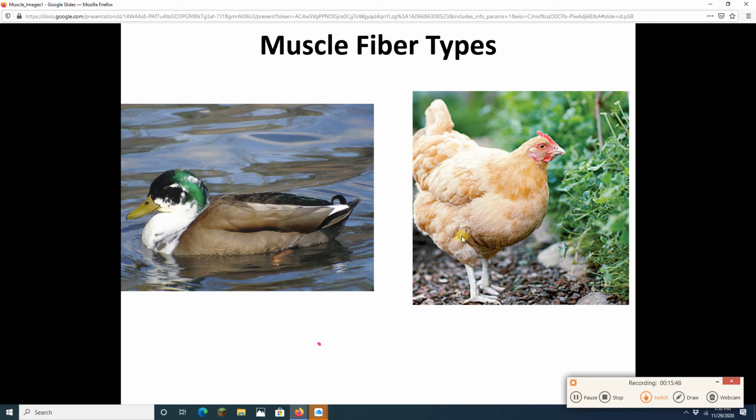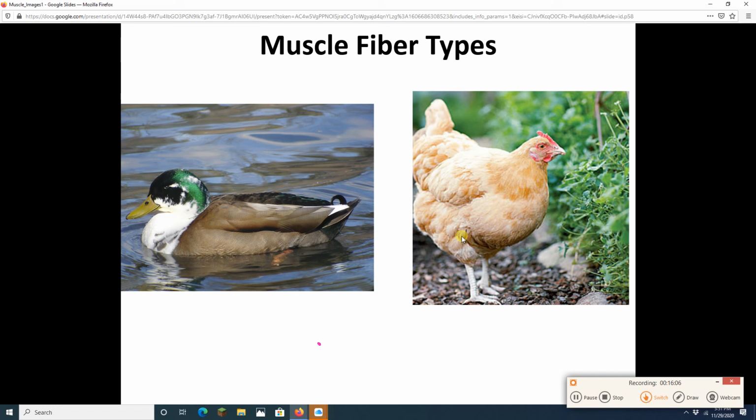The white meat, so the white muscle fibers, which are the fast twitch muscle fibers, also called glycolytic muscle fibers. Then the thigh is the dark meat, the red muscle fibers, which are the slow twitch, also called the oxidative.